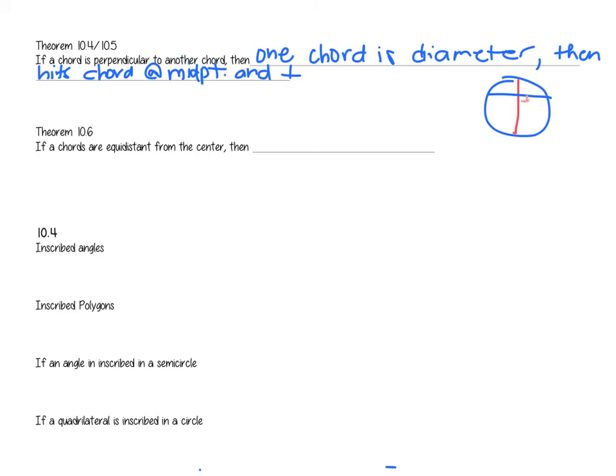So if this is perpendicular, then this is congruent to this. Oh, and it bisects the arc, not the chord. Holy moly, I should have the little cheat sheet in front of me. This would be congruent to this. So if you've got a chord perpendicular to another chord, and one of those chords is the diameter, then the diameter would hit the second chord at its midpoint, making it split into two equal parts, and it bisects the arc.